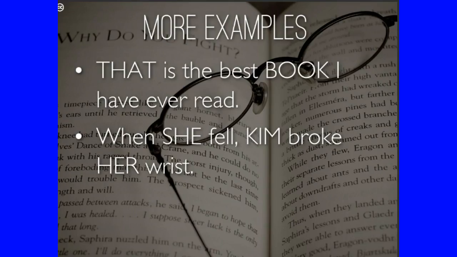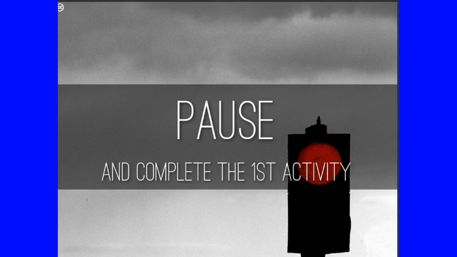Here are two more examples. In the first sentence, that is the pronoun and the antecedent is book. In the second sentence, both she and her are pronouns that share the antecedent Kim. Pause here and complete the first activity on your worksheet.